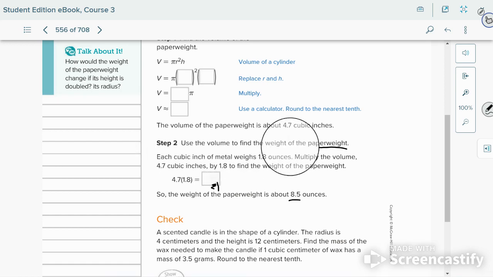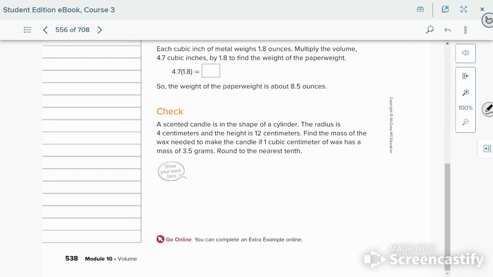All right, how about you guys take a stab at it and try the check. All right, pause and try it out, and then unpause to see if you got it right. Hopefully you paused and you're not just copying my work.